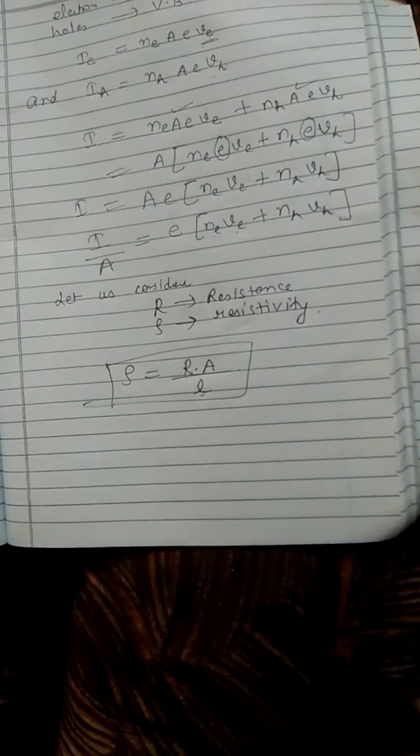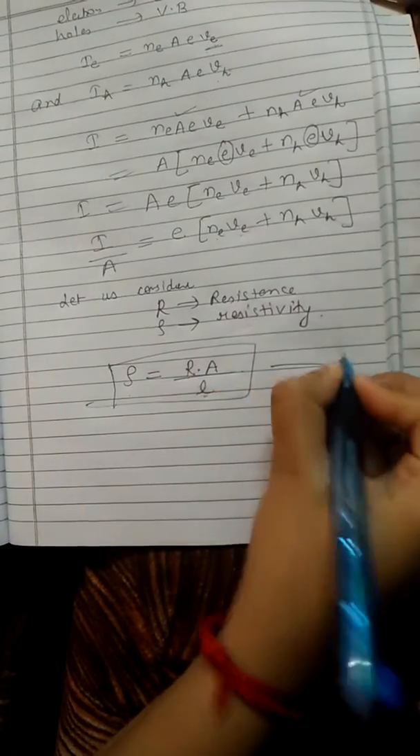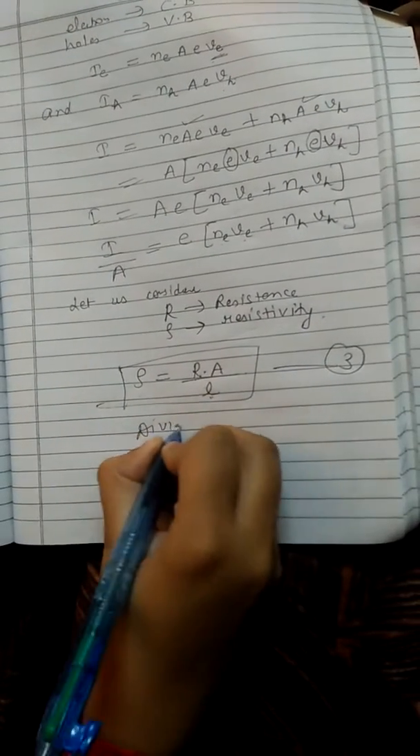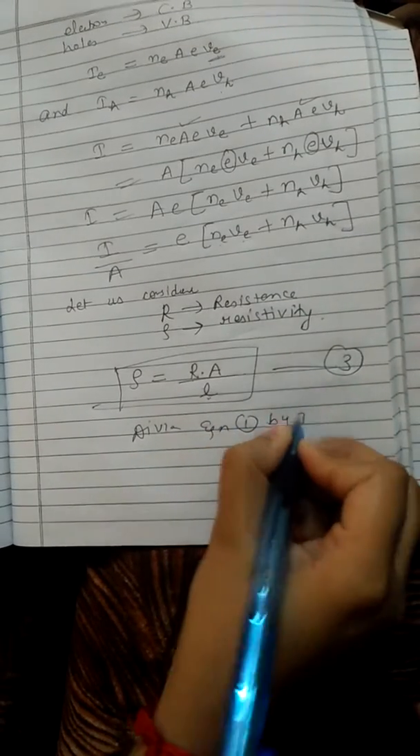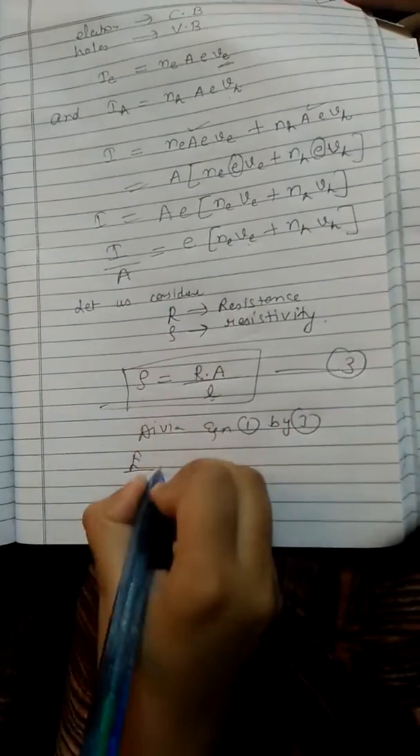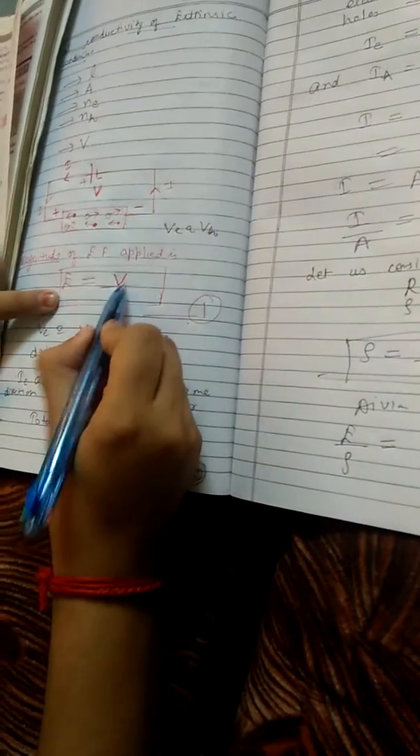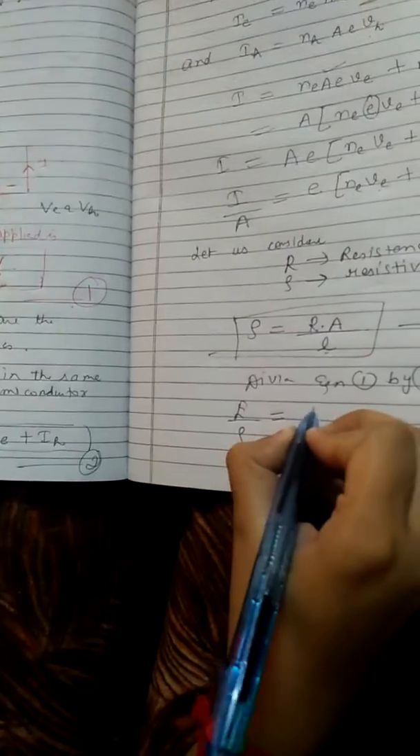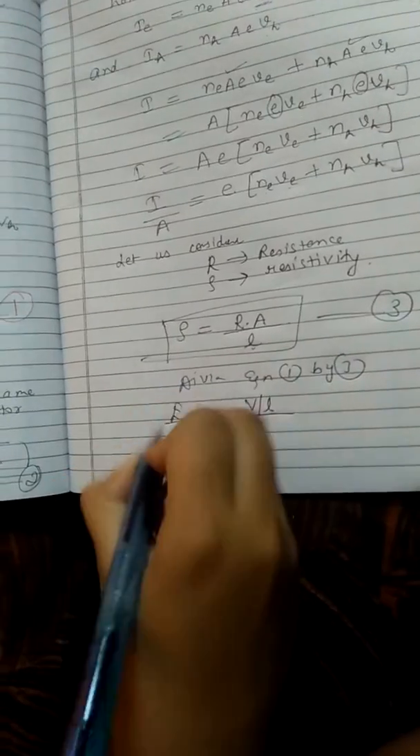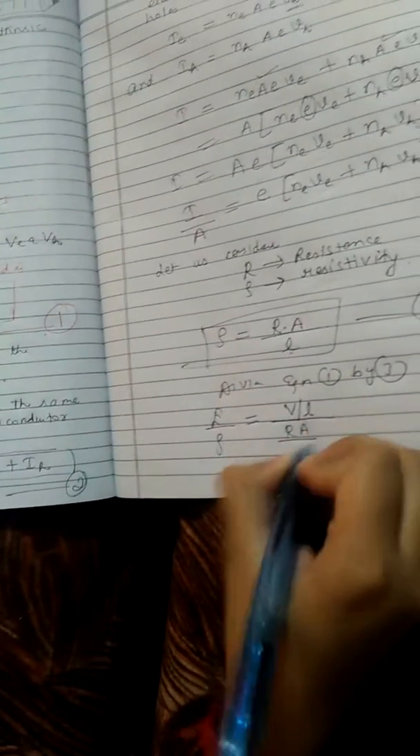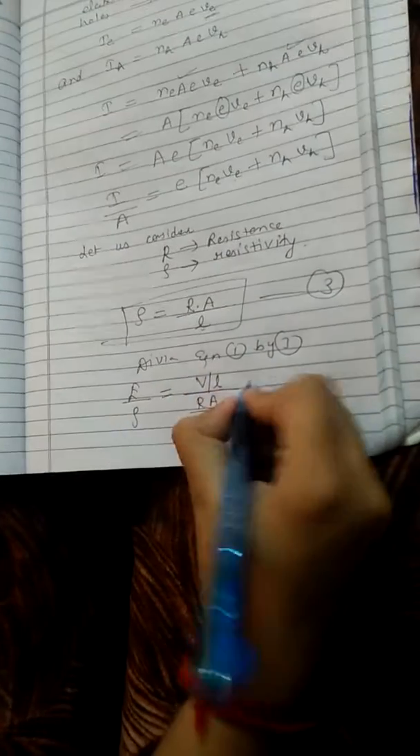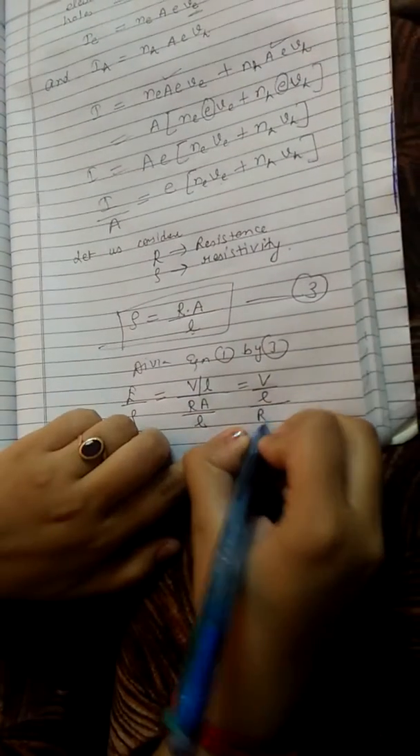Now E is equal to V upon L, and this is equation 3. Dividing equation 1 by 3, we get E over rho is equal to, what is the value of E? V upon L, from equation 1, E is equal to V upon L. So put the value of E here, V upon L, and put the value of rho here, RA upon L. So we can write it as V over L is equal to RA over L. How can we solve it?